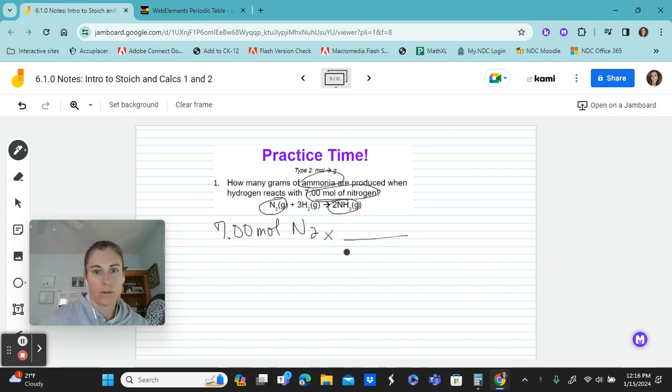All right, now we're going to go mole to mole, and then we're going to go mole to gram. So we're going to go from nitrogen to ammonia first. There's 1 mole of nitrogen in the equation right here, and there are 2 moles of ammonia. Nitrogen gone.